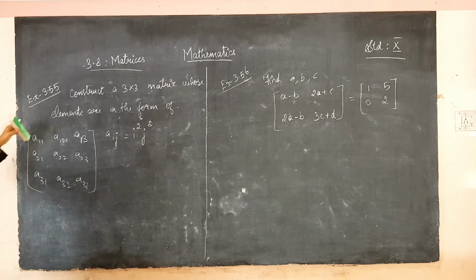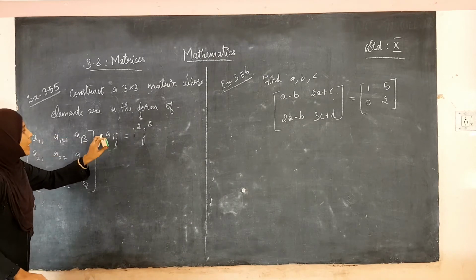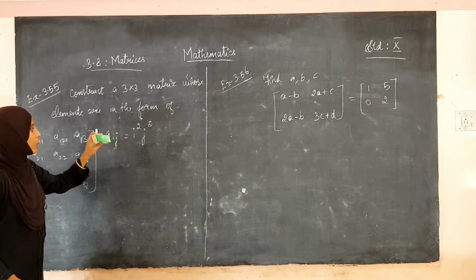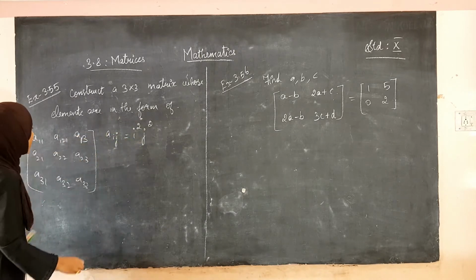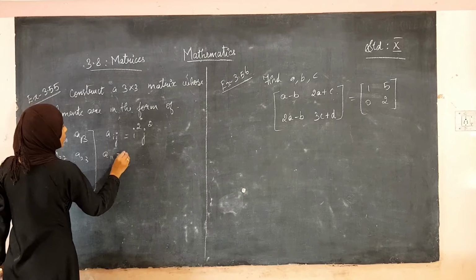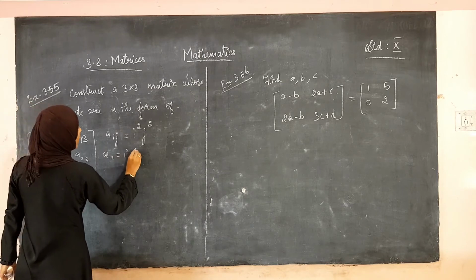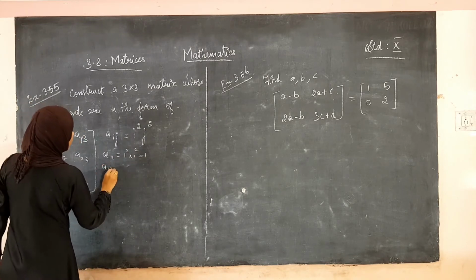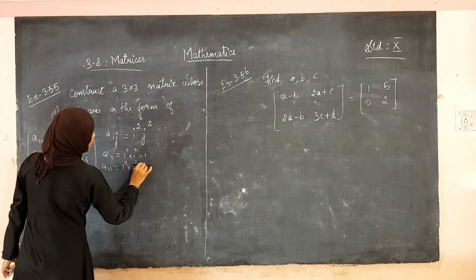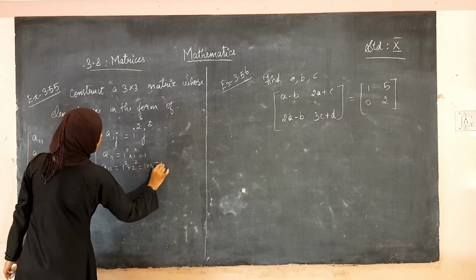With this we have to construct the matrix and find the elements. A11 is equal to 1 square into 1 square, that is 1. A12 is equal to 1 square into 2 square, which is equal to 1 into 4, which is 4.